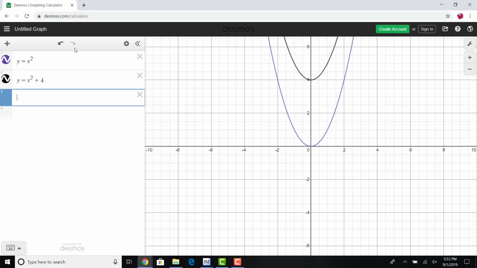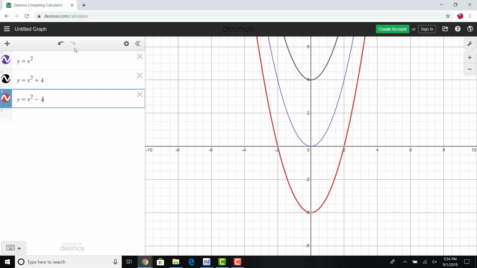So let's see what happens if we subtracted 4. So y equals x squared, and this time we're going to minus 4. So notice now what happened. It dropped it down. So the vertex went from being here at 0, now it's down at -4, or (0, -4). So if we add or subtract a number onto our function, it is either going to move it up or down. So if it's positive, it moves it up. If it's negative, it moves it down.